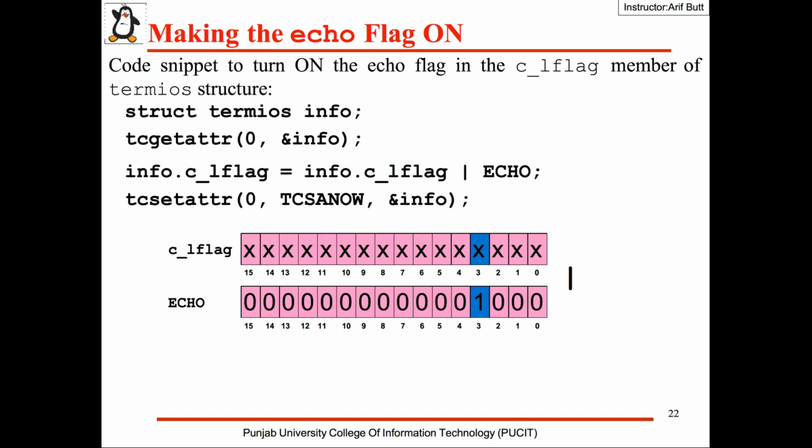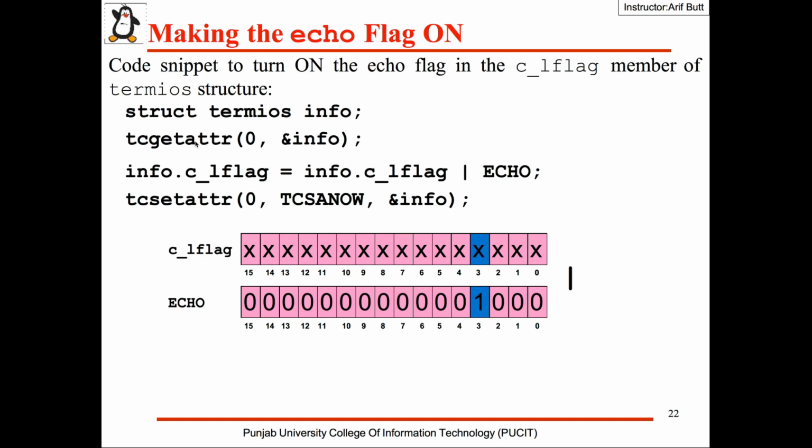Okay, so let's suppose that this is the code snippet which is given. I have the local flag with me, and I just want to turn the echo flag on. So I will place a 1 over here and zeros elsewhere, and I will do a bitwise OR. Once I do a bitwise OR, all these bits will remain as such. Only this bit will be made 1 because we are bitwise ORing it with 1. And this is what is shown over here.